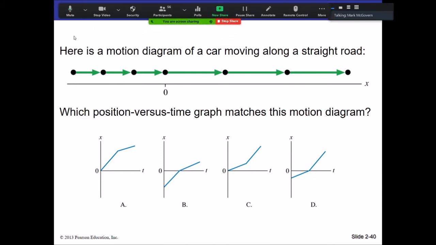Okay. Here we go. Question for you. Here's the motion diagram of a car moving along a straight road. What's the correct position versus time graph? Do I like D? I love D.